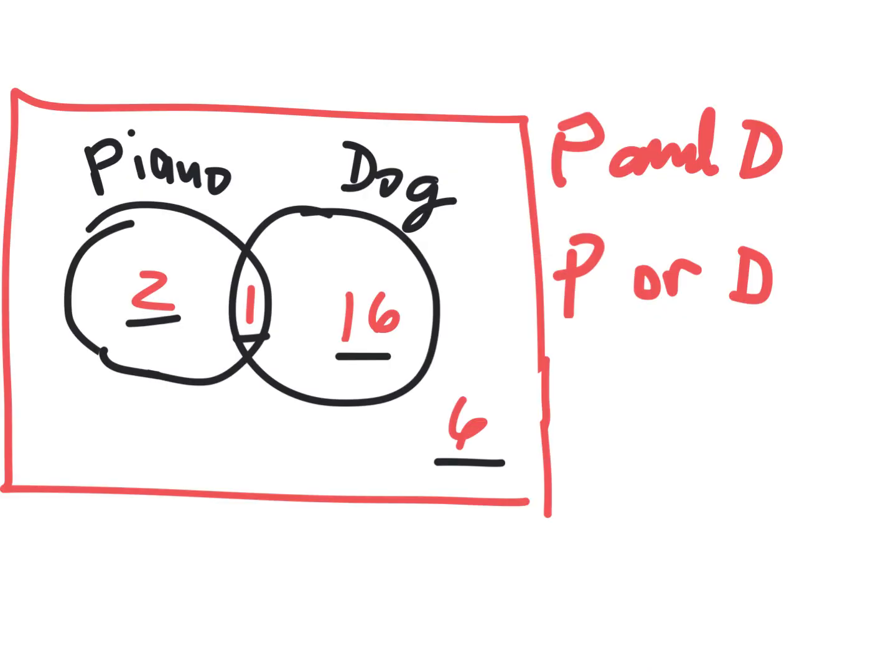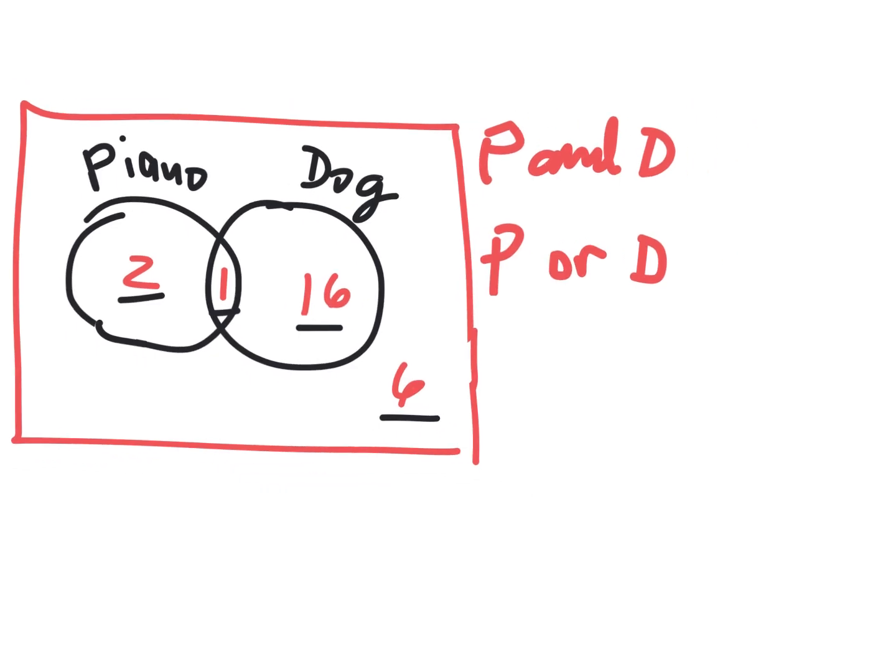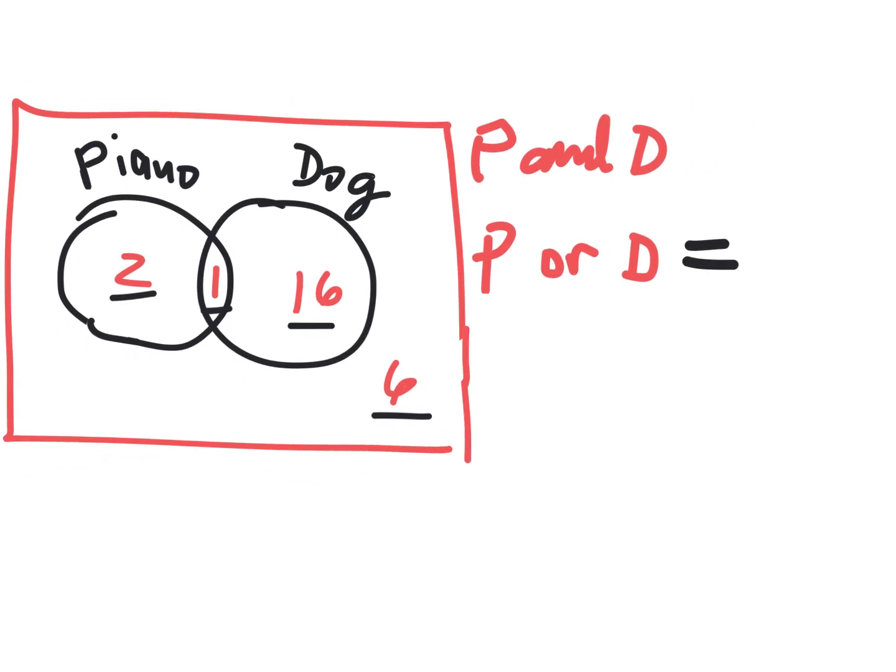All right. So if I have "and" or "or," "or" is always a big answer, that'll be basically all of them. So ors would be all of these put together. So 19. Ands, those are small answers. And piano and dog would only be one on my Venn diagram here.